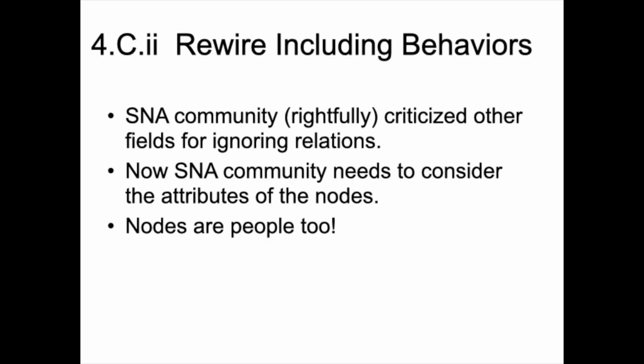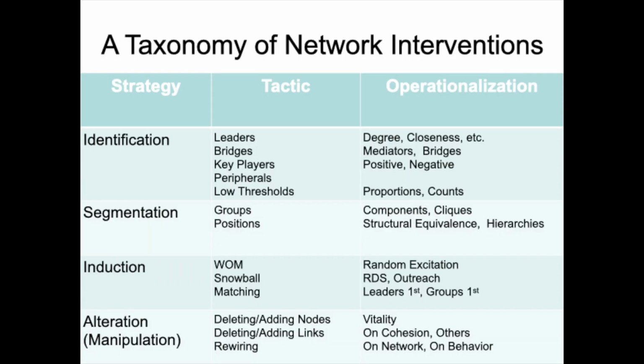And then finally, I like to chastise us, right? I like to say, you know, we spend a lot of time talking about how all the other social science fields ignore relations and ignore network structure, but we also have to acknowledge that nodes are people, right? They actually have attributes that we might want to consider. And you'll notice that a lot of all the stuff that I've just presented has actually been completely absent of individual attributes, right? And acted as if all the nodes are the same. And they're not.